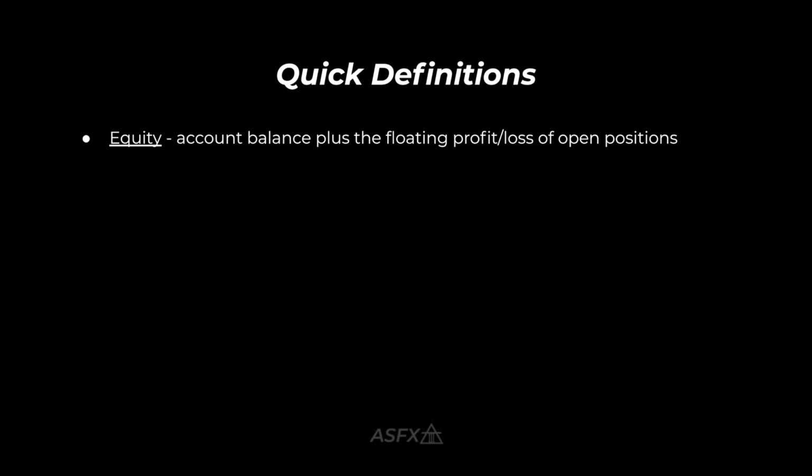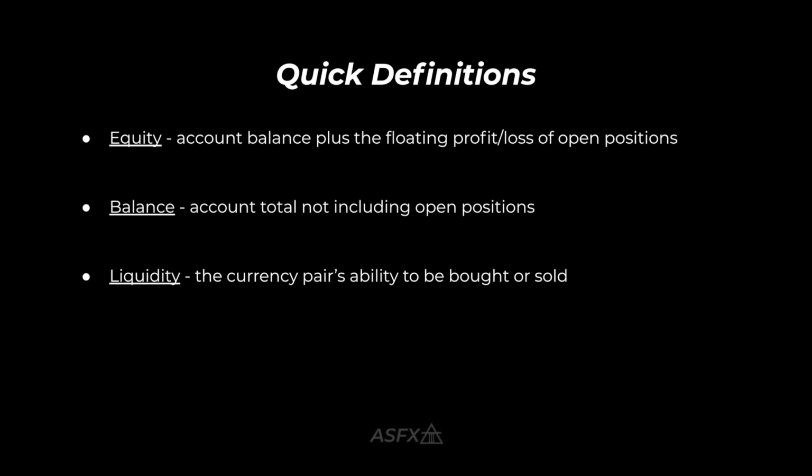So now, a couple of quick definitions that I want you to understand before we move into Chapter 3 and talk about the charting tools. First, equity. Equity is the account balance plus the floating profit or loss of your open position. So that's all the money that you have, or if you're losing, that you don't have. Compare that to your balance. Your balance is your total amount of money not including your open positions. We also need to understand that liquidity, and I said this earlier, is the ability of a currency pair to be bought or sold. How easy is it to get in and out of that trade?